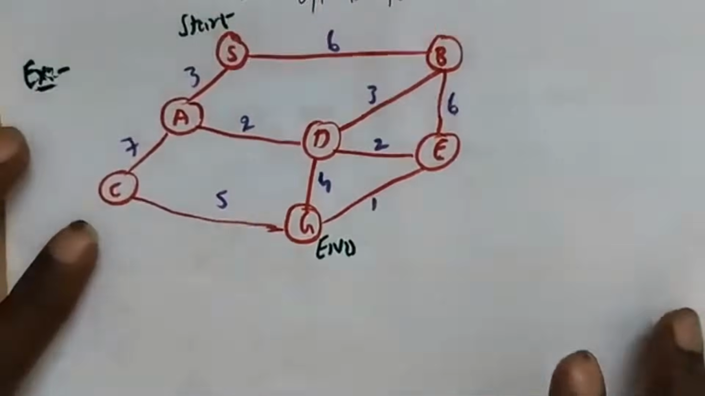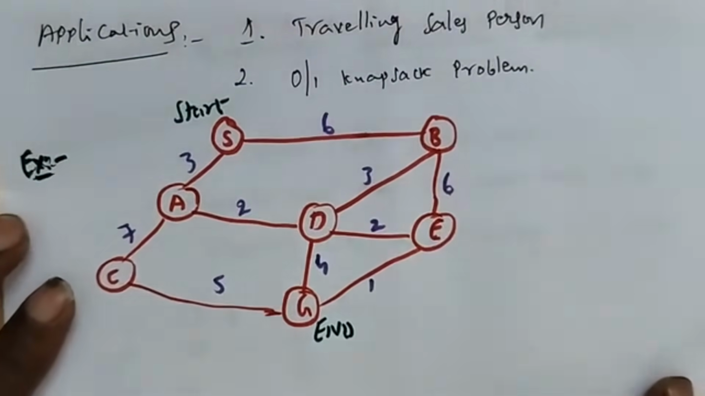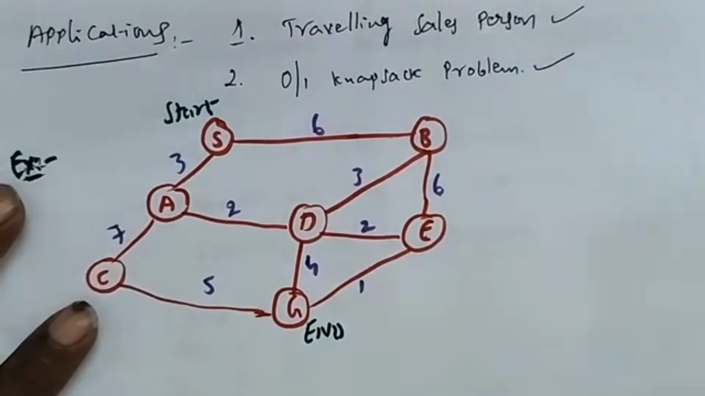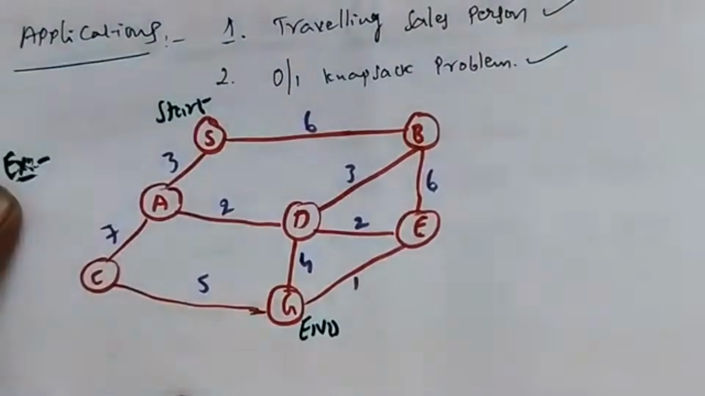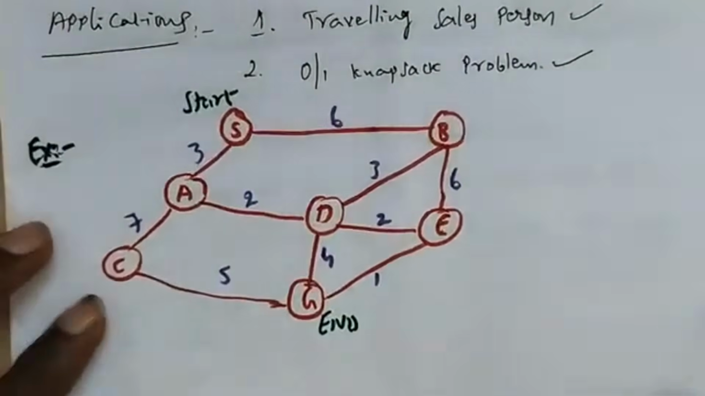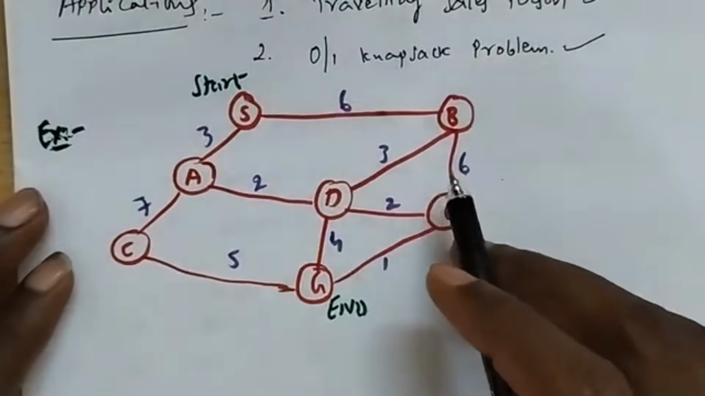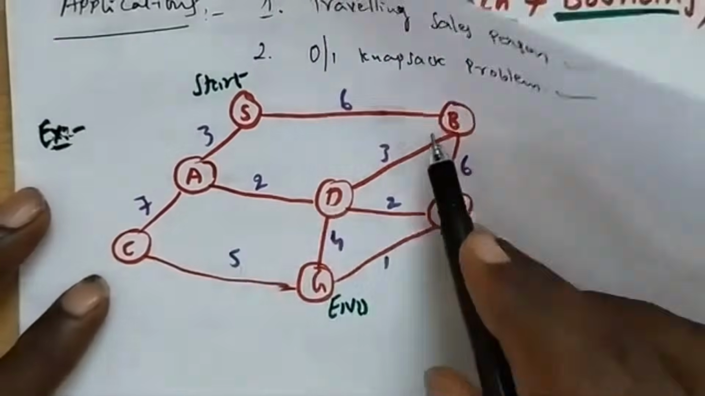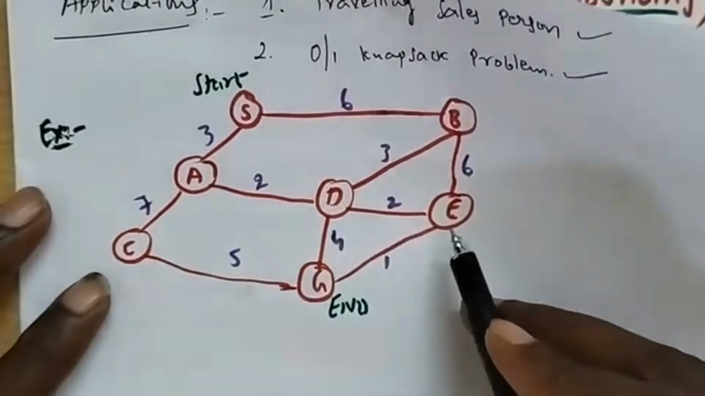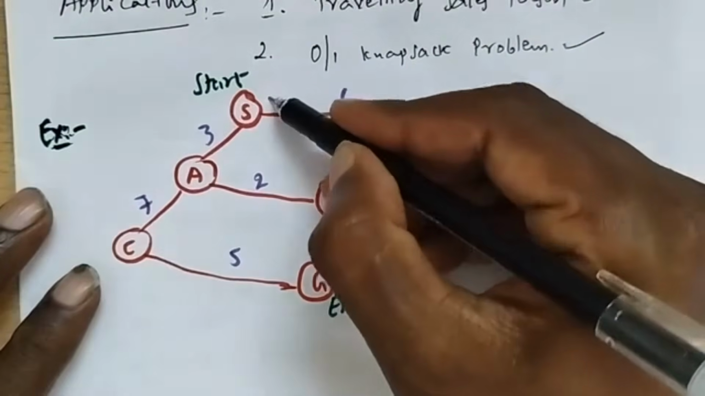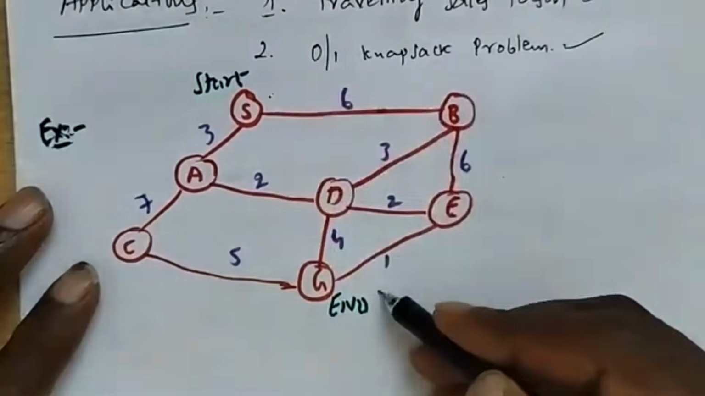What are the applications of branch and bound? The applications are the traveling salesperson problem and the 0/1 knapsack problem. Here I am taking one example graph. It contains so many vertices: A, B, C, D, E, G are the vertices, and S is the starting vertex and G is the ending vertex.